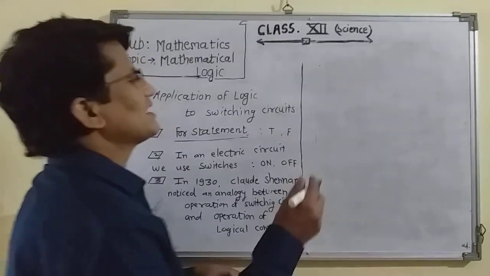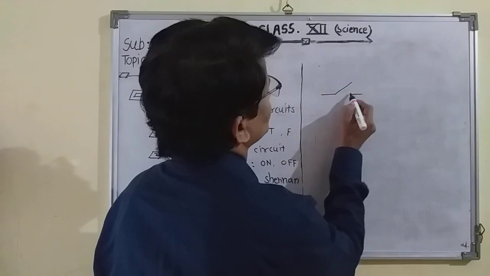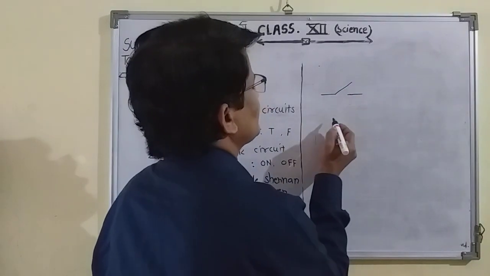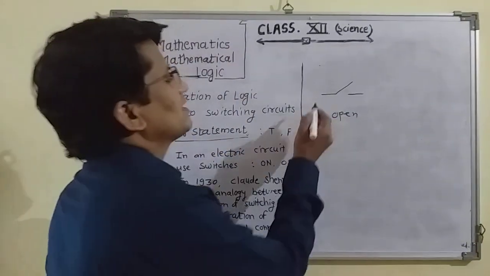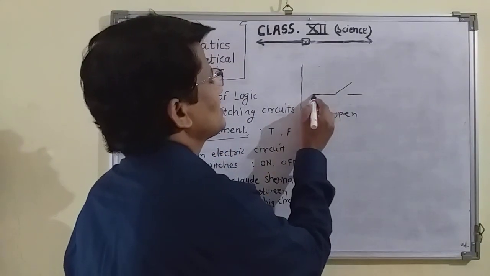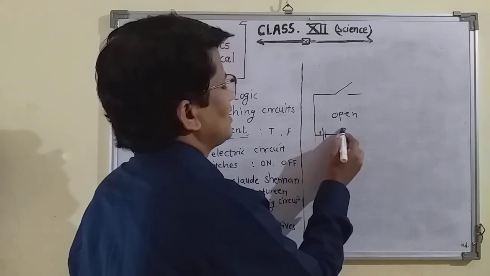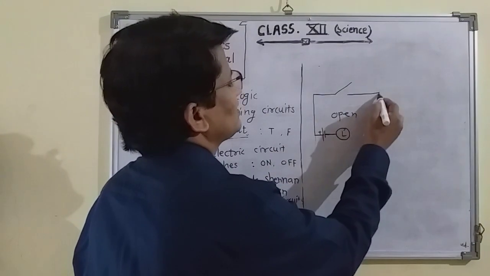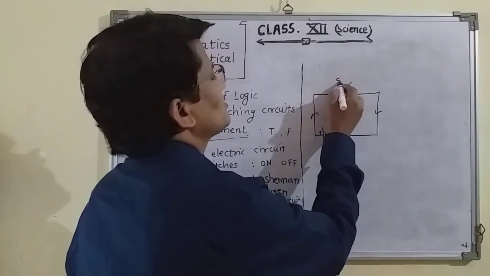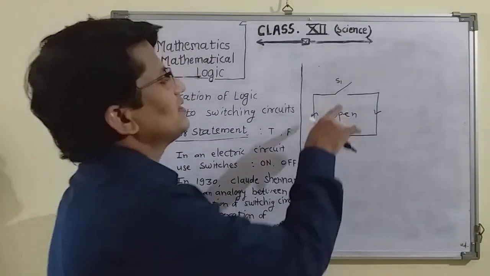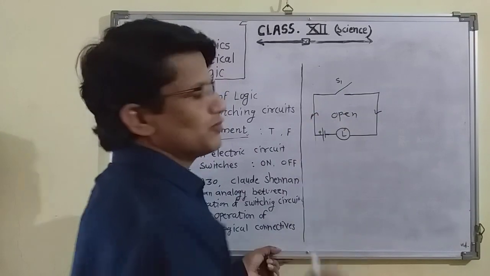I am taking a switch like this. Here we can show this as a switch, and this switch is now in open position. This is joined with a battery, here a lamp is connected, and the other wire is like this. Current flows from this to this, and this is switch S1. Now switch S1 is in open position.